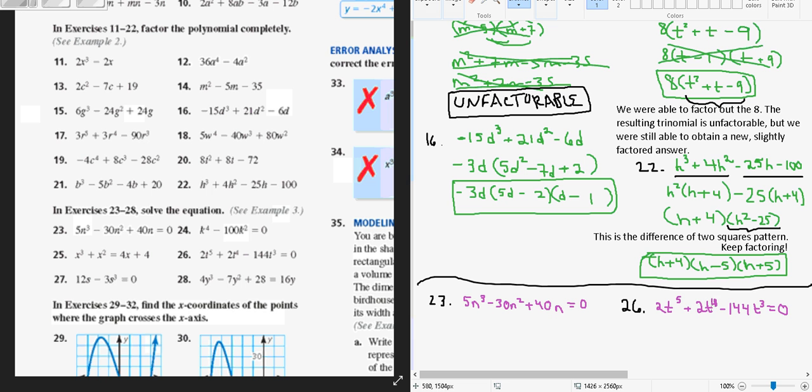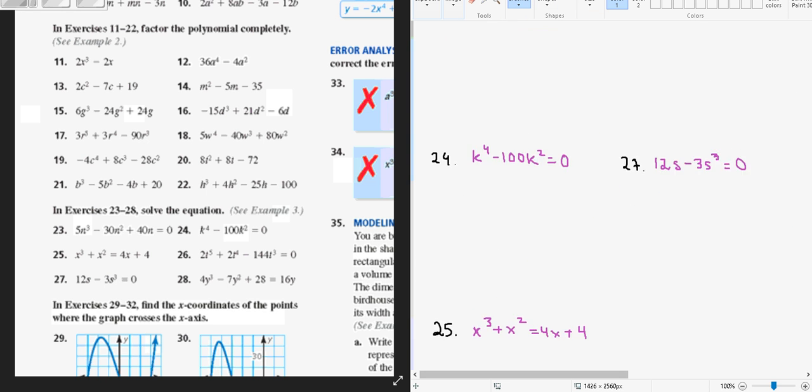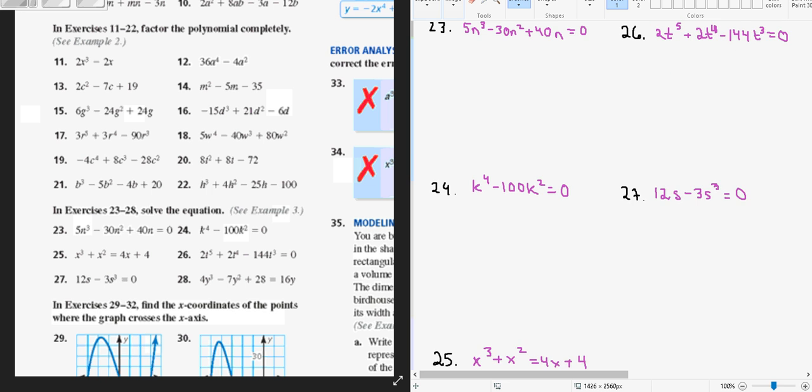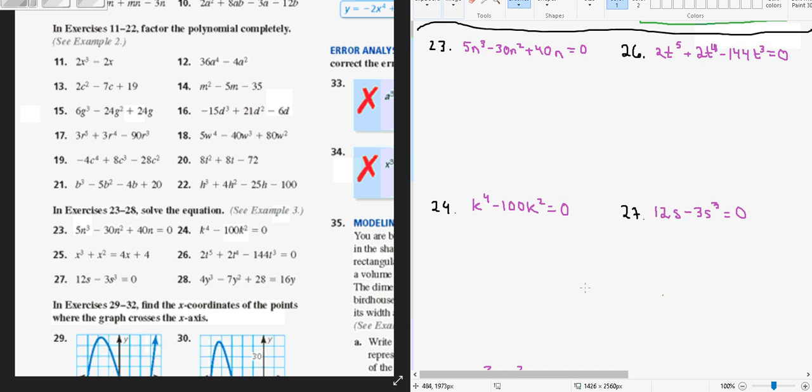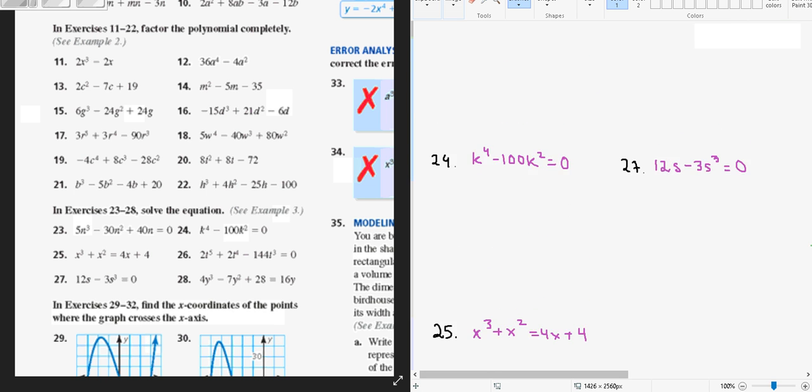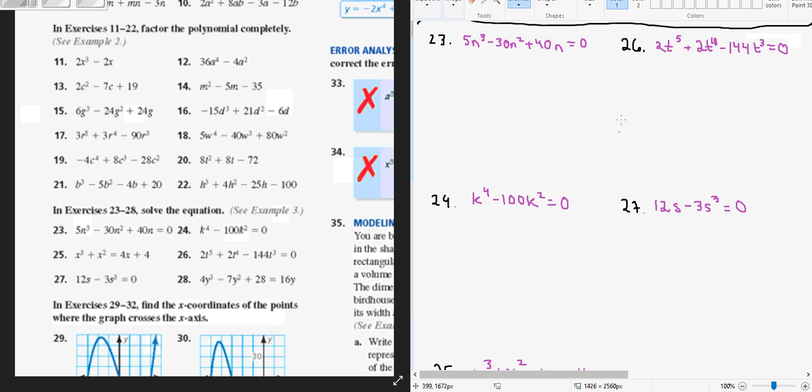All right, the very last little section of problems here is 23 through 27. On these, we are solving. So it says solve the equation. So these have the equals 0. So when you go to solve an equation, you need them to equal 0 when we're going to factor, because then we can apply the zero product property.